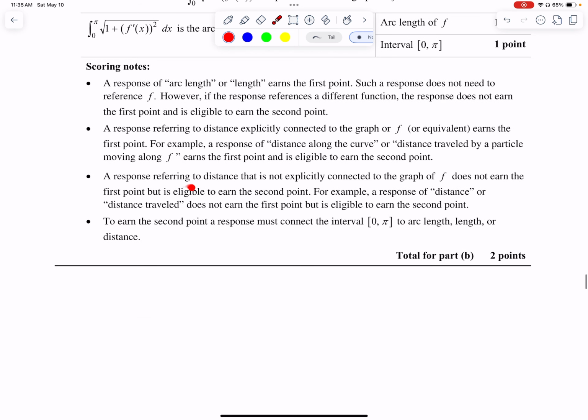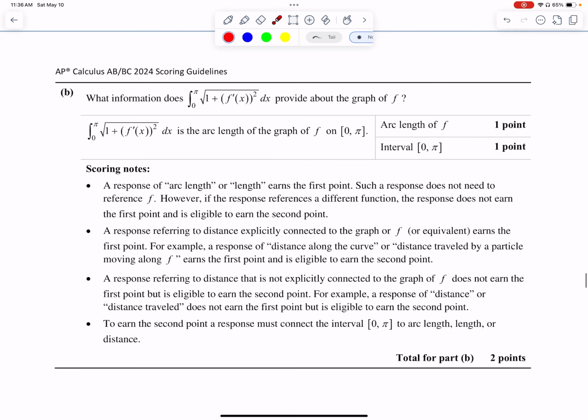A response referring to distance that is not explicitly connected to the graph of f does not earn the first point, but is eligible to earn the second point. For example, a response of "distance" or "see," this is too vague, does not earn the first point, but is eligible to earn the second point. To earn the second point, a response must connect the interval 0 to pi to arc length, which we definitely did.